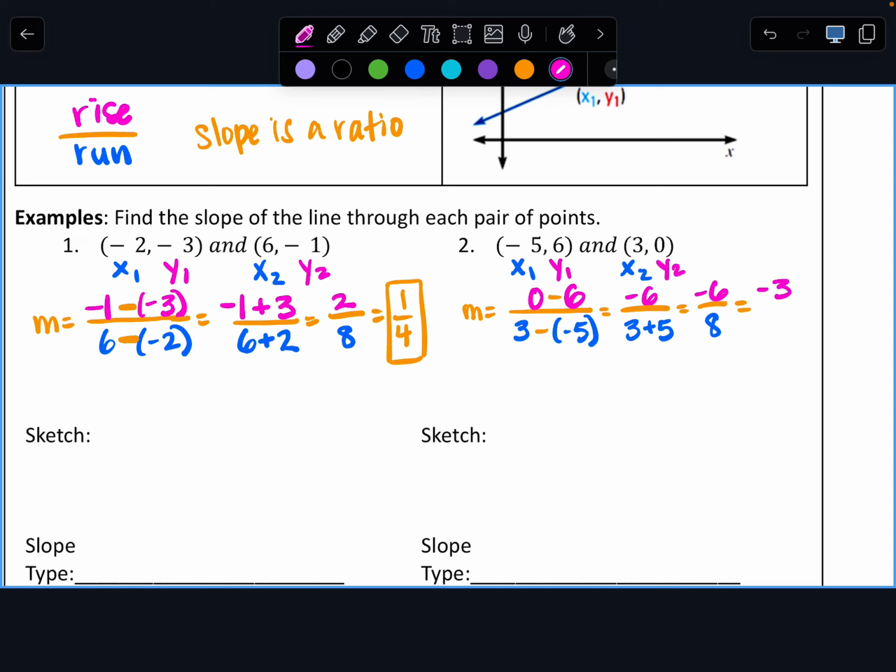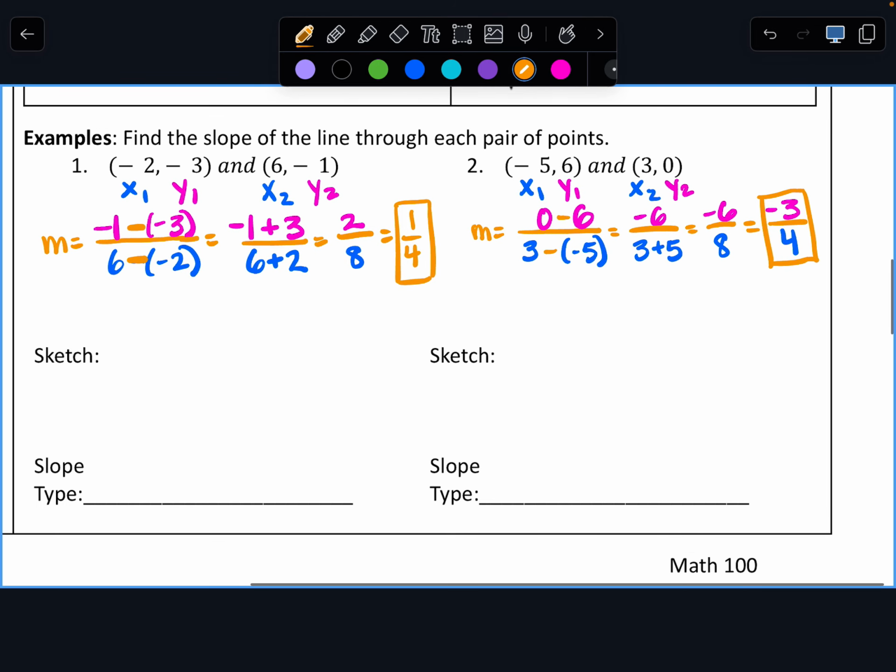negative 3 over 4. Now, if you're not sure how to simplify a fraction, I'm going to let you cheat and use your calculator. Put that fraction into your calculator, negative 6 over 8, or negative 6 divided by 8. It's going to give you a decimal, and then you will convert it using that conversion button, convert it back to a fraction. And that should give you, oops, not over 8. Sorry about that. That should be a 4. Negative 3 over 4 is my slope.